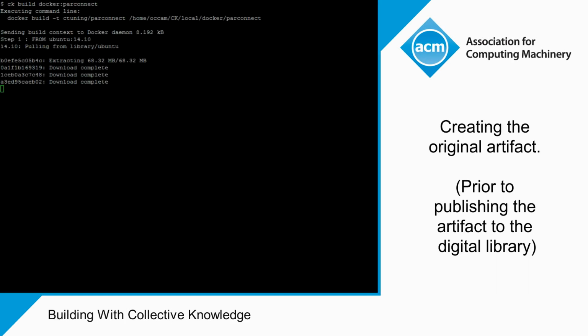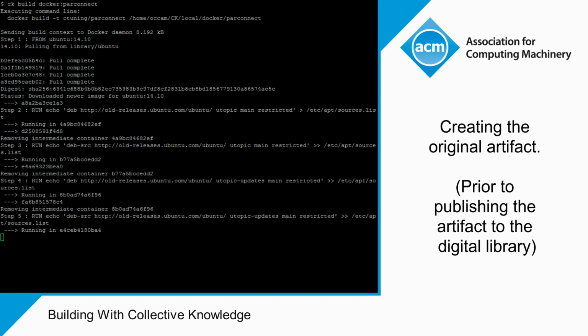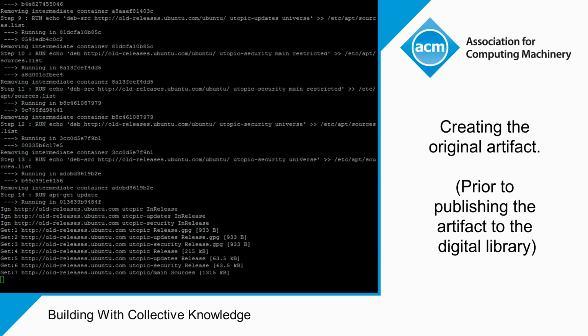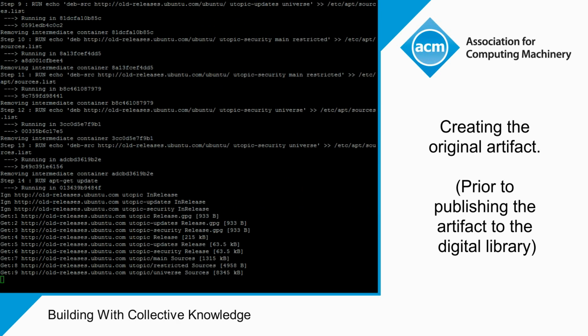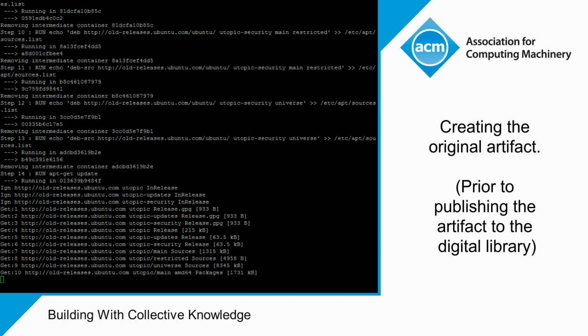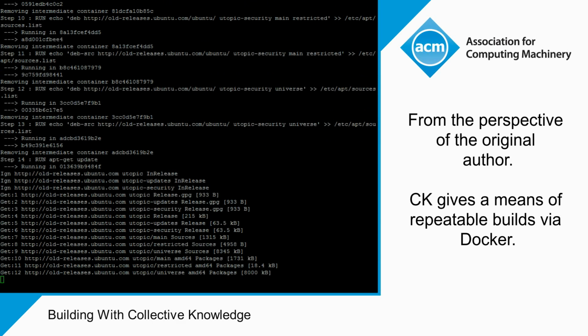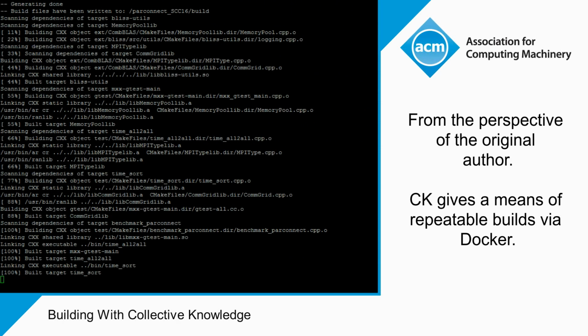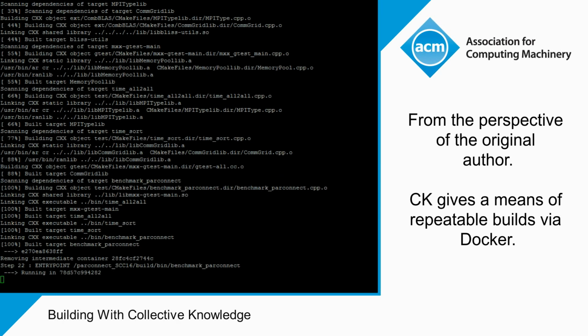As an author, creating a collective knowledge artifact is done by creating my software as I would normally develop it, and then wrap it up as a Docker container within collective knowledge a specific way. I am in no way limited in my development environment, and can do this as a final step before publishing. Docker gives us some means of repeatability of our software's build process.